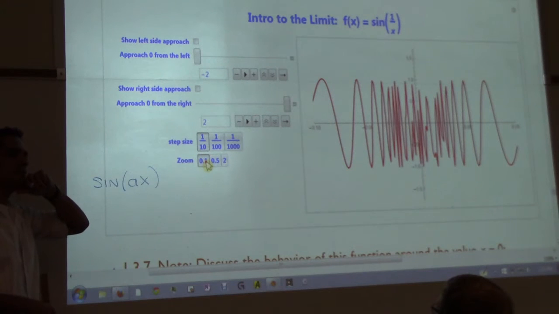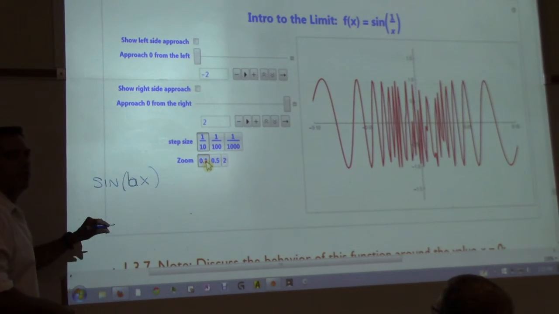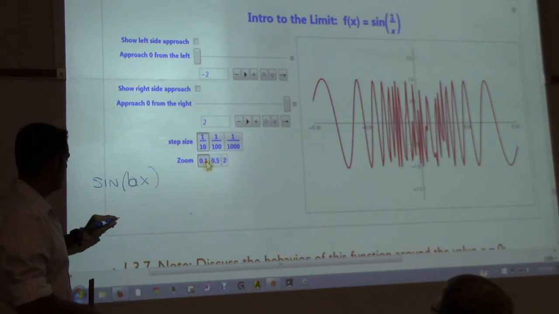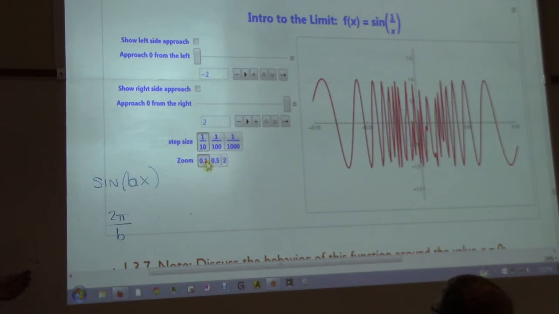Remember this? No? 2 pi over b. Well, yes, I could have used b here. You take the number in front of x, and you divide that number into 2 pi, and that's your period. That's how long it takes for it to do one cycle.